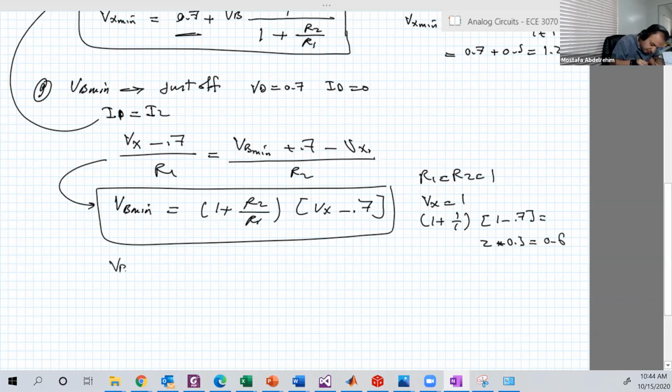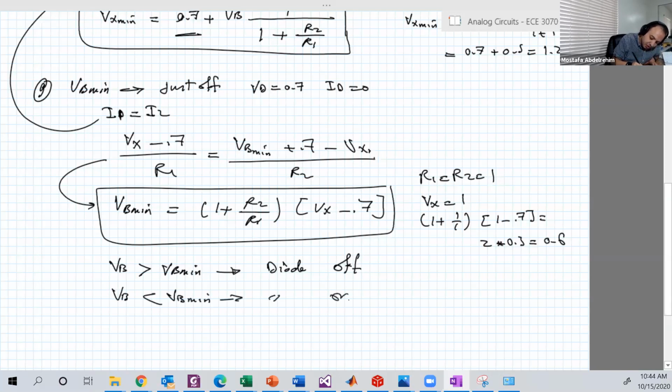Okay. Now some facts here. If VB is larger than VB minimum, the diode is surely off, not on. That's the opposite to Vx minimum. And if VB is less than VB minimum, the diode is on. Opposite to Vx. If Vx is larger than Vx minimum, the diode is on. If Vx is less than Vx minimum, the diode is off.